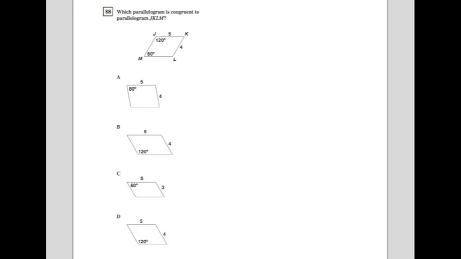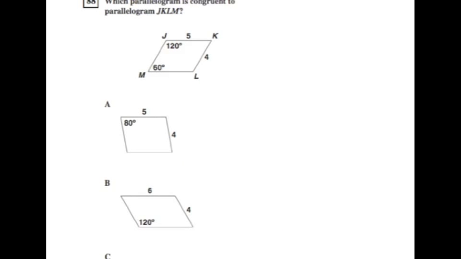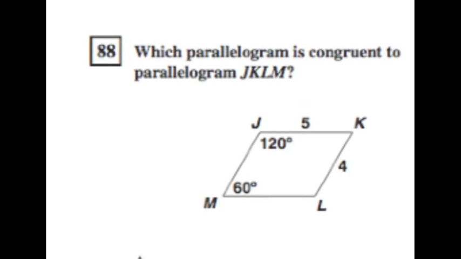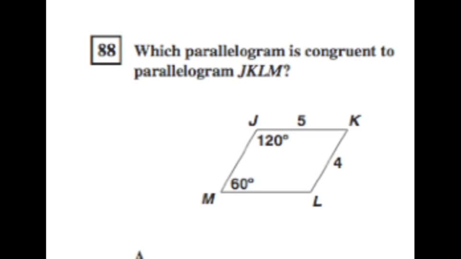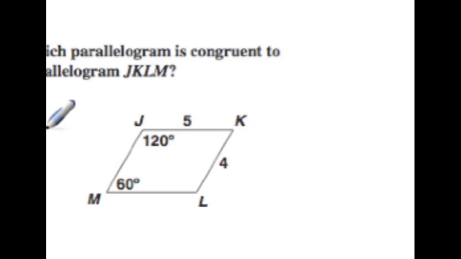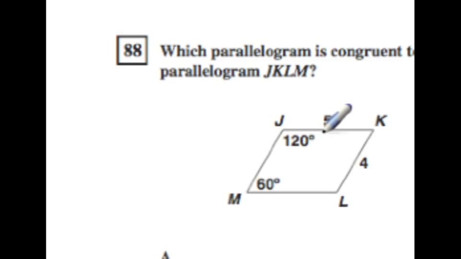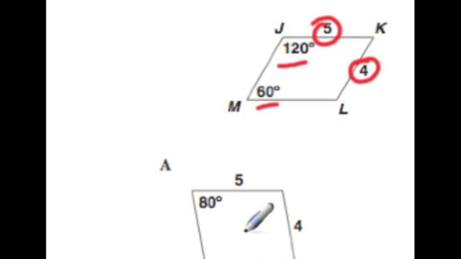All right, this one's a little small. It says, which parallelogram is congruent to parallelogram JKLM? So as you can see, let me zoom in for you here. All right, as you can see, it says which parallelogram is congruent to parallelogram JKLM. Whoa. And it looks like we have an angle that's 120 here, an angle that is 60 right here. One side is 5, one side is 4. So let's go down and see if we can figure this out.